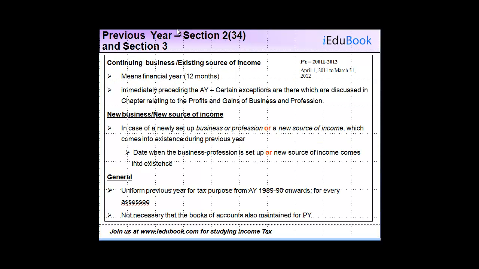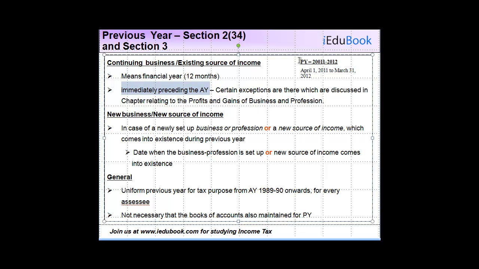Now since the concept of previous year is also linked to assessment year, we'll just take some part of the previous year. Generally, to understand, in case of a continuing business, and this is what is relevant in most of the cases, or an existing source of income. If you start a new business, the previous year has to be computed separately, which I'll come back to when we discuss this entire slide in detail. But previous year basically means financial year, which is again 12 months immediately preceding the assessment year.